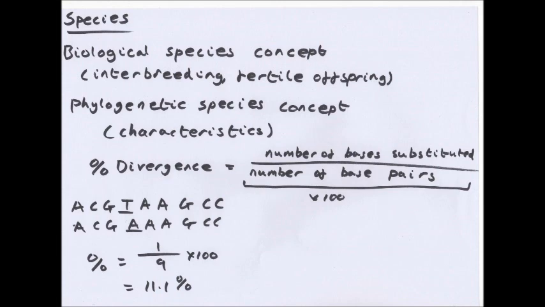So we have a calculation. Divergence, so how different species are, is calculated by the number of bases substituted from the original code divided by the number of base pairs you are looking at. So in this case we have 9 bases, A, C, G, T, A, A, G, C, C, and then one is changed, and that's the T to an A. So one base has been substituted over 9, times by 100, so there's 11.1% divergence. Of course, it would happen on a much bigger scale, so you could get 3 bases changing out of 2 million, then you have a very small percentage divergence. The species with the smallest percentage divergence are the ones which are more closely related.